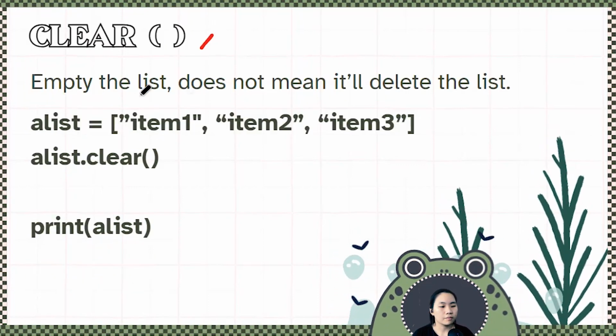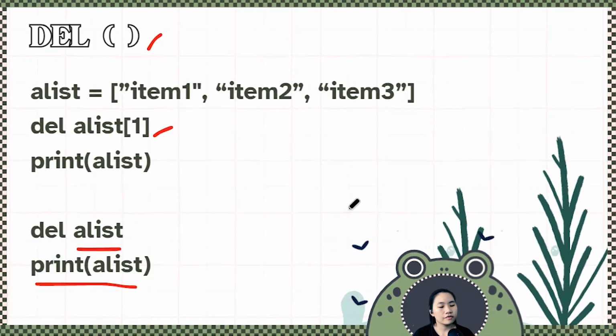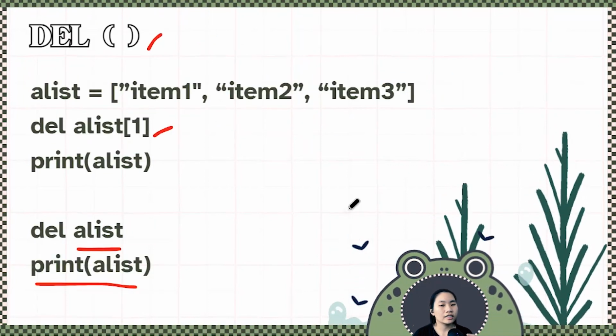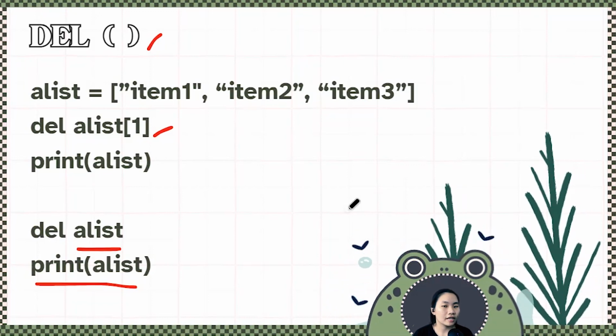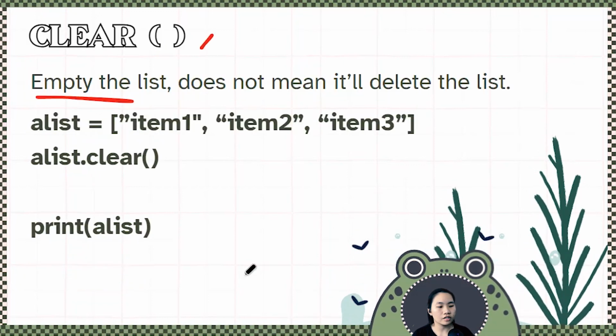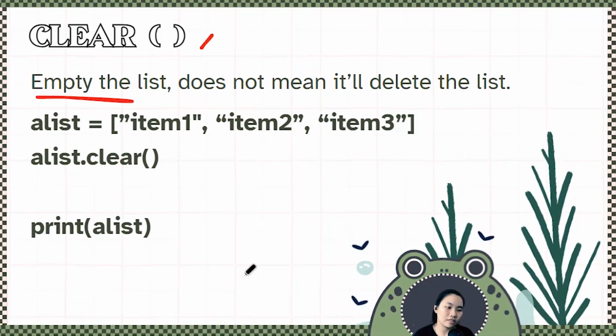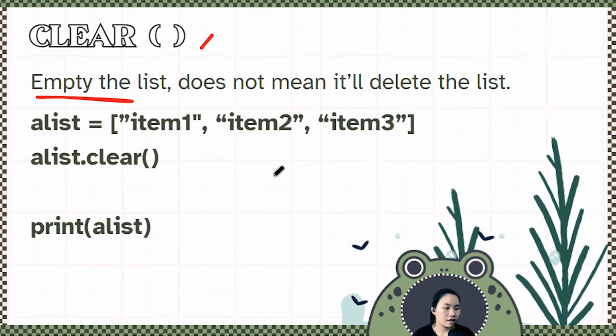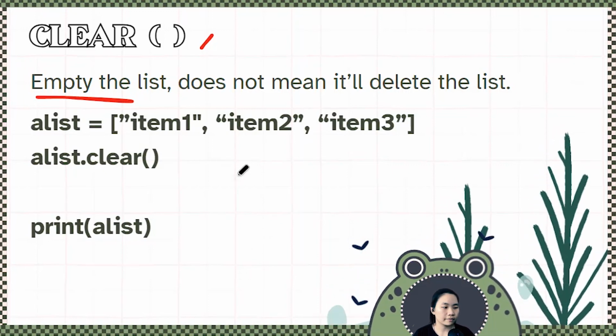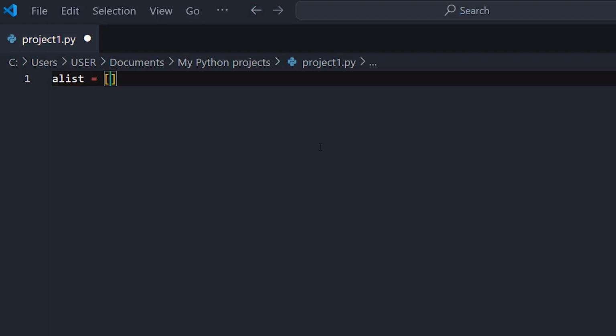Last but not least, the clear method. It empties the list. Clear differs from del in that it only clears the list, therefore the list will be empty instead of deleted, and if you print the list it will not return an error, but just an empty list, just square brackets with nothing inside of them. A list equals item 1, item 2, item 3, item 4, item 5. I think that's it for now.